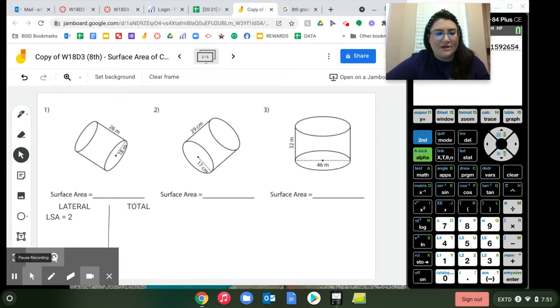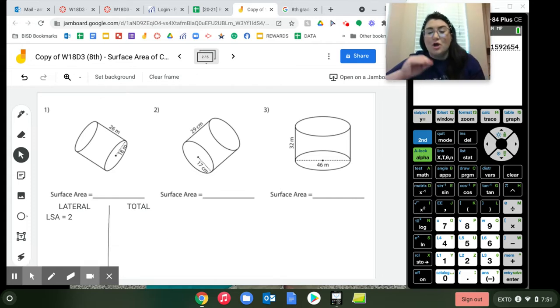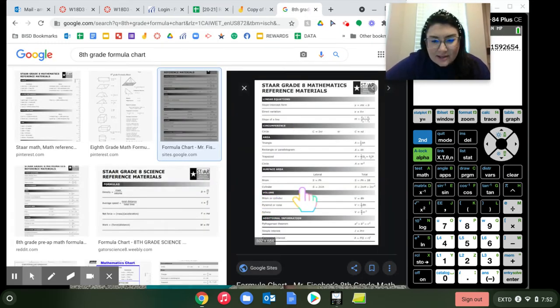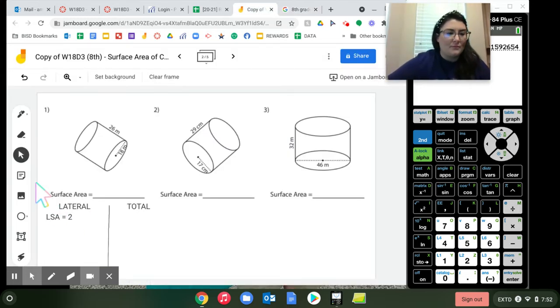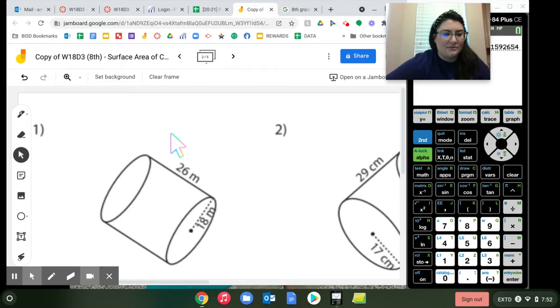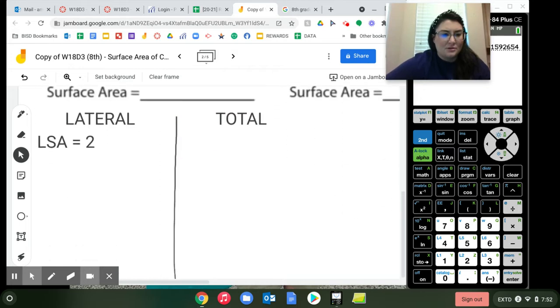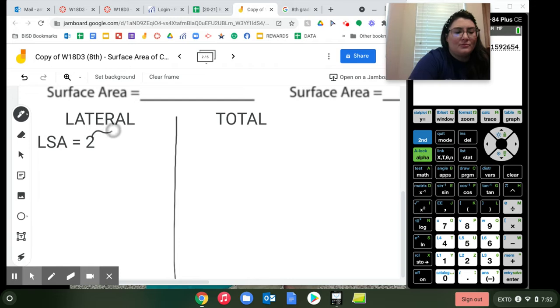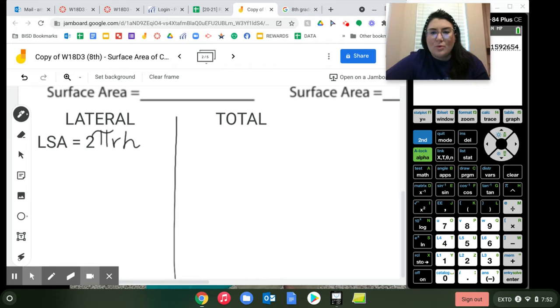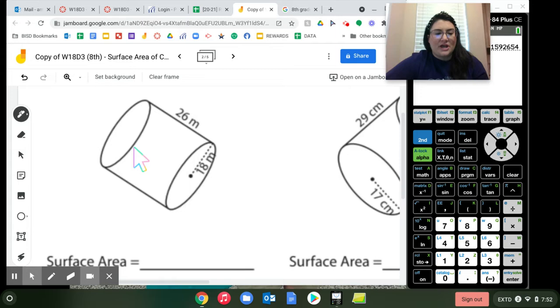Okay, actually, I had to pause my video and go make sure that I was doing the formula right, which is what you should be doing also: check that formula chart. Don't rely on your memory. Use that formula chart. It's there for you. So whenever I look this up, I see right here, 2 pi RH. And I'm going to zoom in a little bit here. Okay, 2 pi RH.